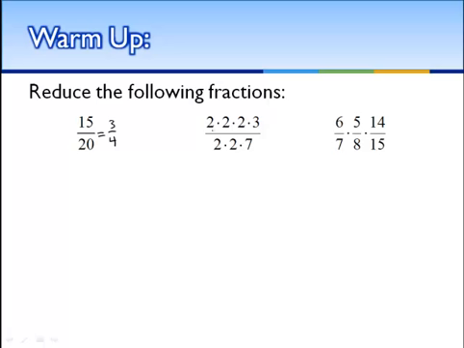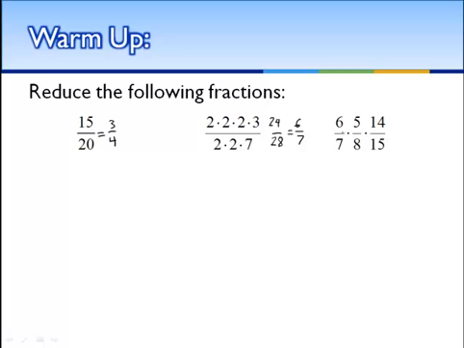And in this example, 2 times 2 times 2 times 3 is, let's see, 2 times 2 is 4, 4 times 2 is 8, 8 times 3 is 24, so that's 24. And on the bottom, 2 times 2 is 4, times 7 is 28. And 24 28ths, I could divide out 4 from each of those. That would give us 24 divided by 4 is 6, and 28 divided by 4 is 7.